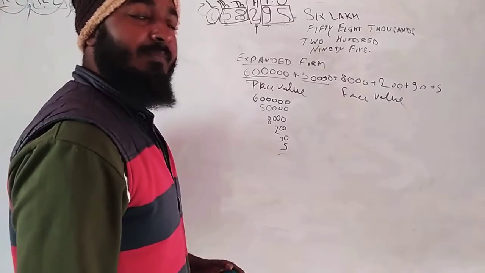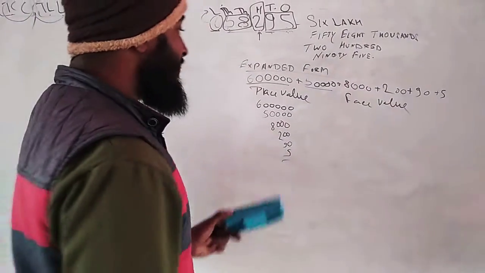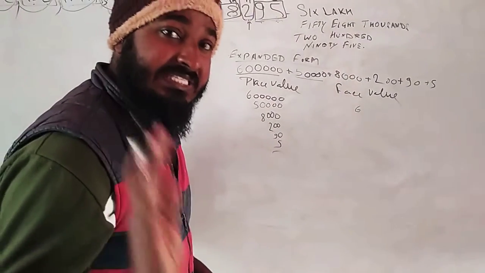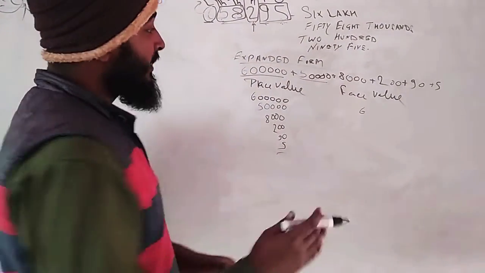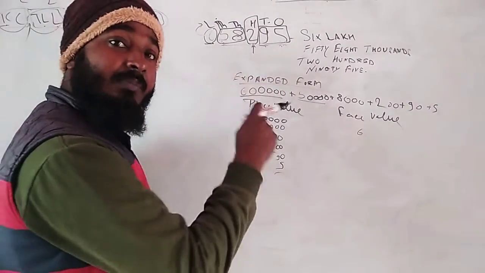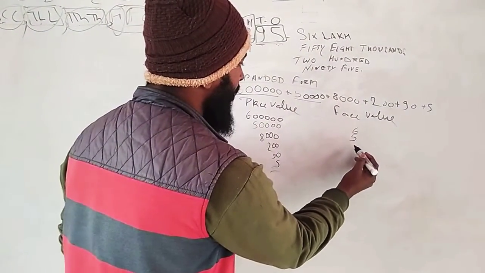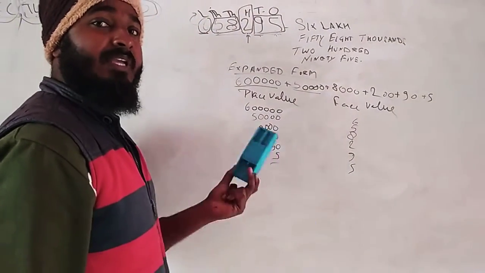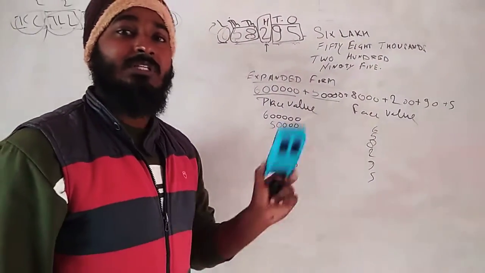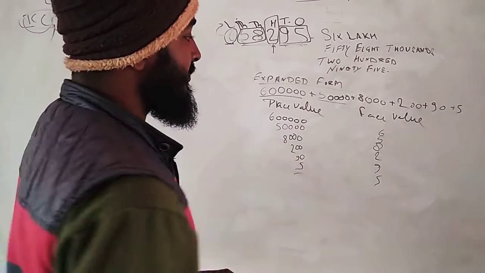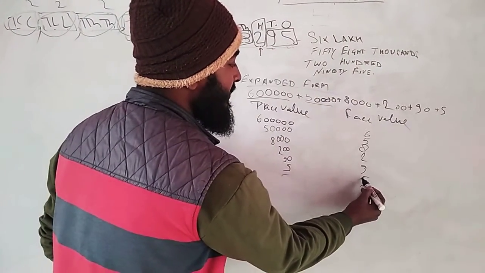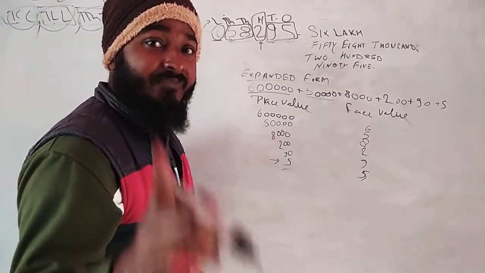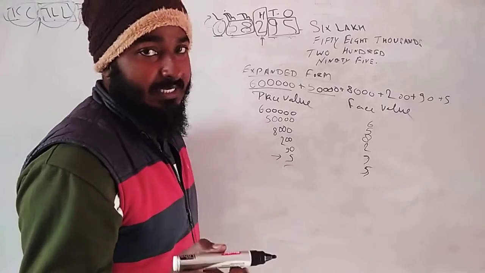So same. What is the face value of that number? The face value of digit 6 in this number is 6. The face value of digit 5 in this number is 5. So you can use common sense: the same digits have the same face value. The face value will not differ for the digits. Now one thing you have to learn here: notice that the place value and face value of the unit digit are same.